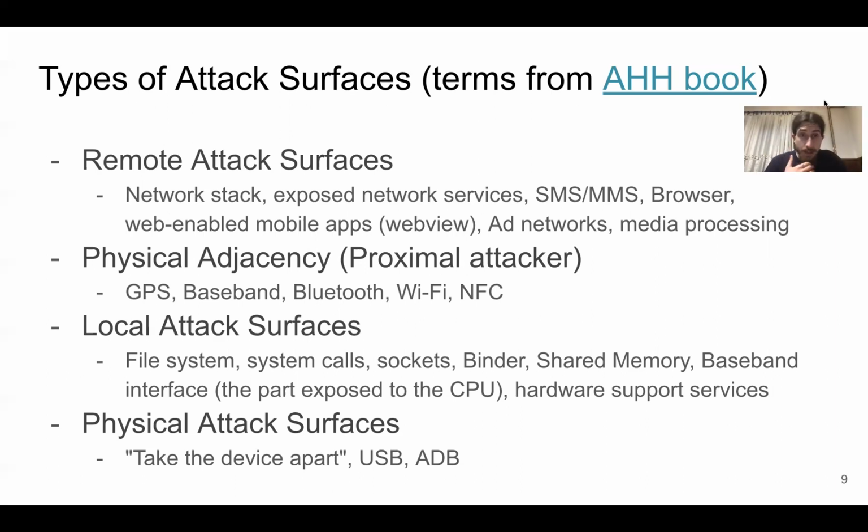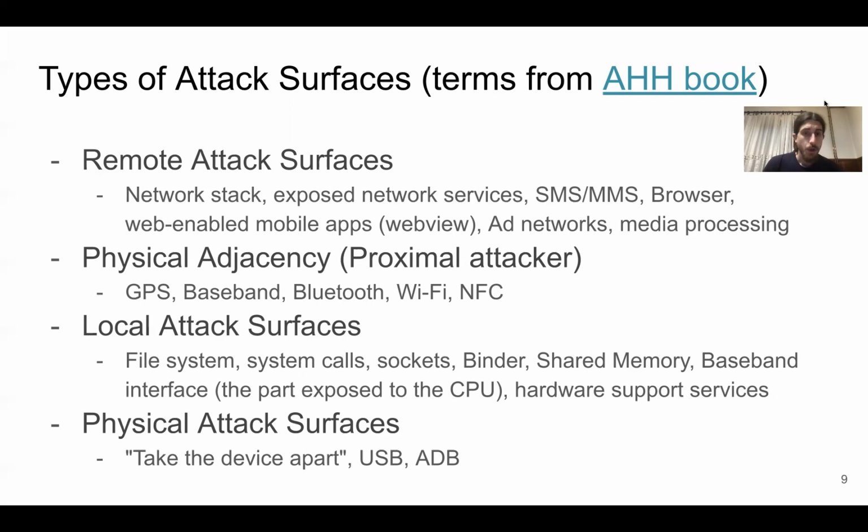Cool. So going through these types of attack surfaces quickly, the first one is the remote attack surface. These are attack surfaces that are usually reachable by a remote attacker. So we have the network stack, exposed network services, SMS, browser, web-enabled mobile apps, and so forth, or media processing. Try to understand why media processing is remote attack surface. Well, because if I send you a message with a picture, somebody needs to parse this picture, and that's where the media processing code kicks in. You should be able to understand why, for example, media processing fits under the remote attack surface.